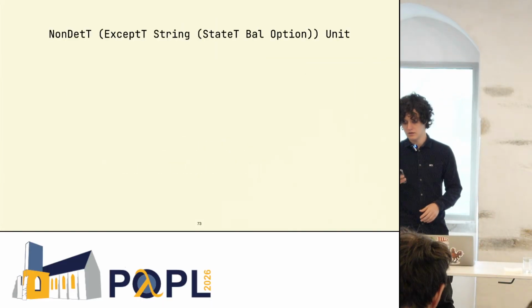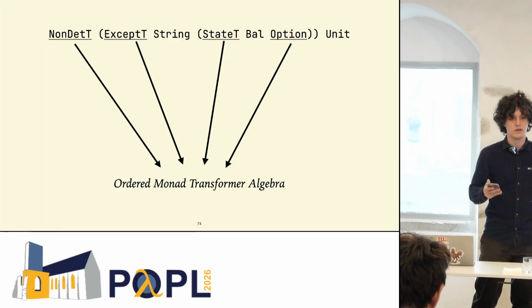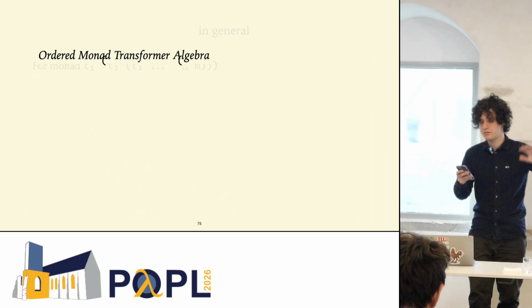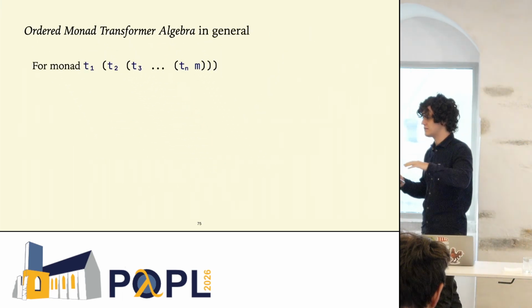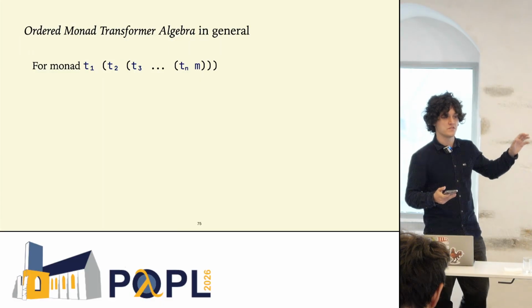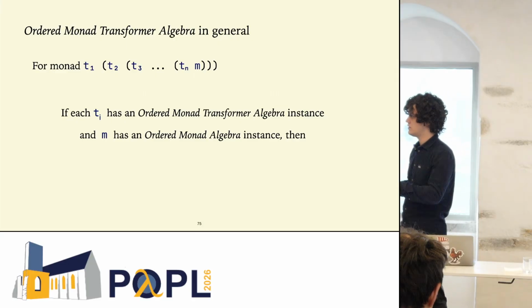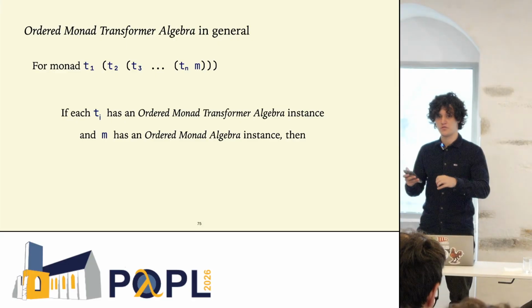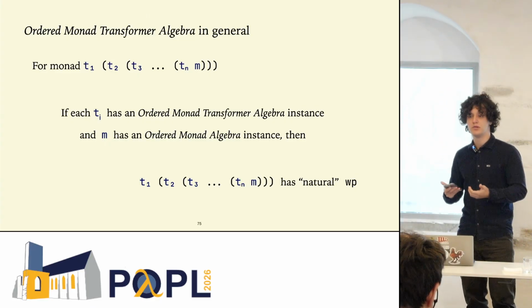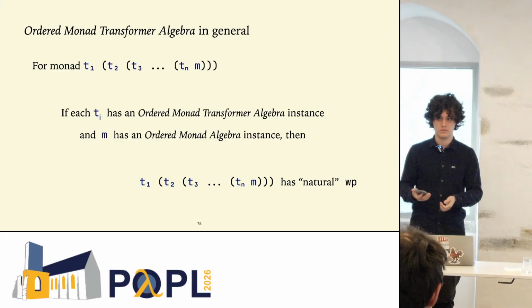How do we do that? Well, we introduce this notion of ordered monad transformer algebra, which is the structure on top of your transformers. And I won't explain exactly what that is. You can read the paper. But it has one nice property. If your monad is an application of a bunch of transformers, for each of which you get an instance of this ordered monad transformer algebra, then you can combine them in various ways. And we will be automatically deriving a weakest precondition with all these nice properties for you.